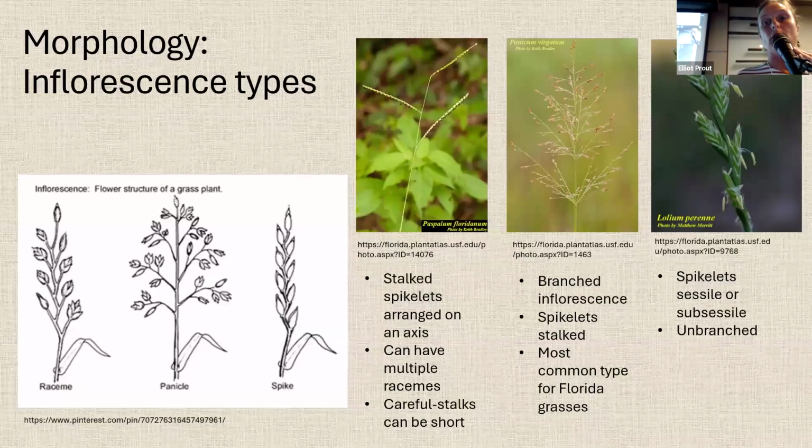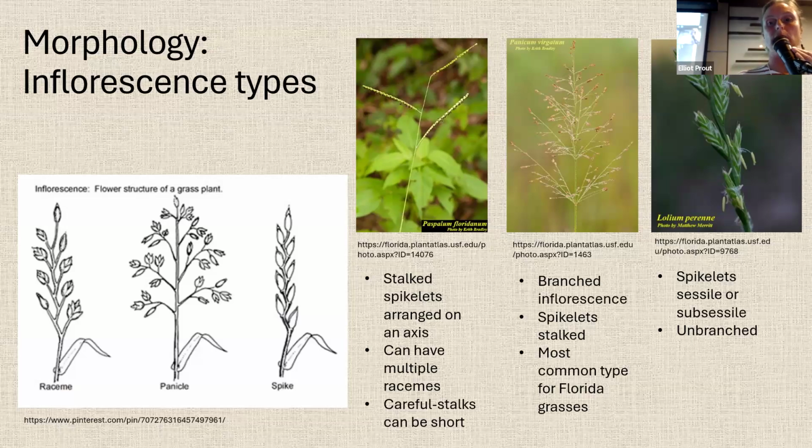All right, and so speaking of the flowers, when it comes to grasses, they have these 3 main inflorescence types, right? These are not unique to grasses. So we have the raceme, the panicle and the spike. And so I have here a couple of examples of what those would look like in real life, if you will. So with the raceme, the spikelets are stalked. The stalk may be very short, but it's still there. And sometimes the inflorescence might have multiple racemes, like in this example here with the paspalum.